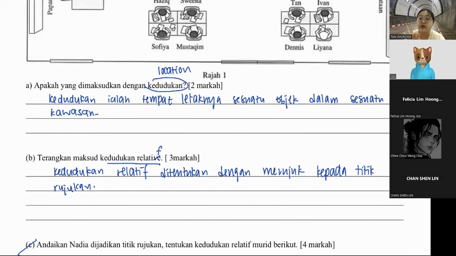Now, after that, because they have 3 marks, we got to write more answers. So you can tell me, okay, contohnya, example, kiri, kanan, hadapan, belakang.